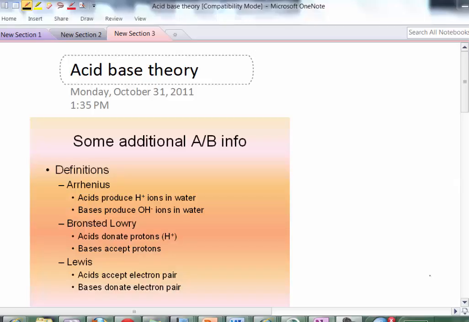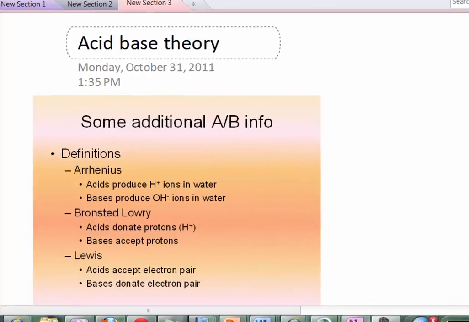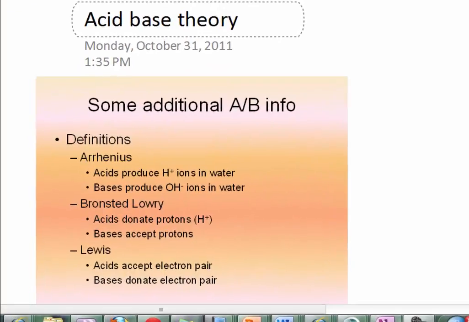Acid-base theories. This will be especially useful for students taking Chemistry 132 next semester because it is covered a little bit in the Introduction to Chemistry class, and we don't really cover this until second semester, Chemistry 152. There are several different definitions for acids and bases.